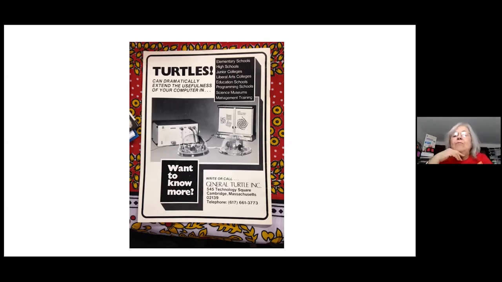So Marvin, Seymour, Nee and a couple of other people formed a company called General Turtle, where music and turtles were made available. So this was before microcomputers.